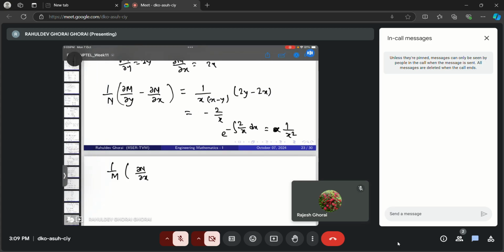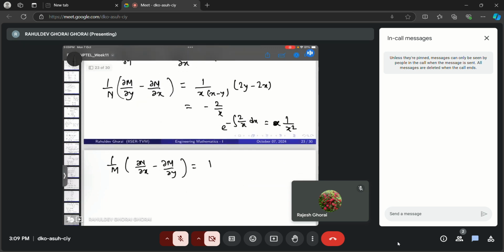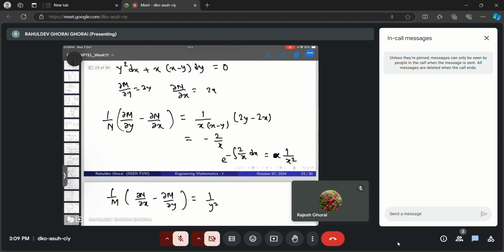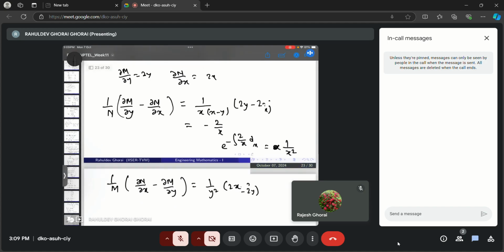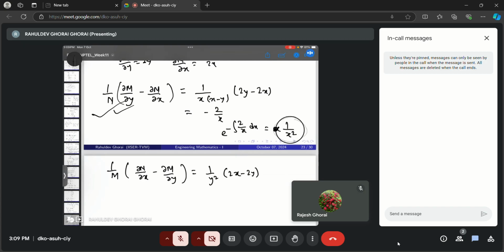Yes, ∂N/∂x minus ∂M/∂y. So if it is a function of only y, will this be a function of only y? It is 1 over y squared times something like 2x minus 2y, so it cannot be only a function of y. So in this case, this will work if you multiply by 1 by y x squared, then this will be exact and you can get it.